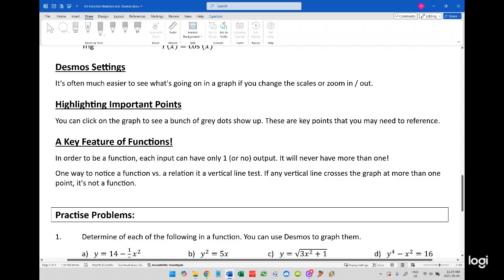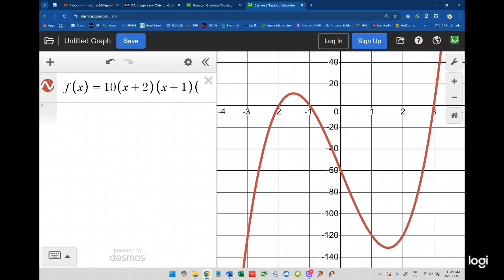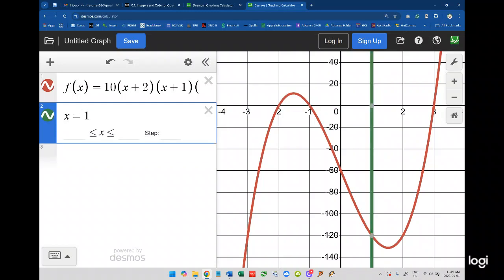Oh, one thing I do want to point out about functions, and this will become more obvious as we do more functions in the course, is that functions have a special property. And that's that all functions pass something called a vertical line test, which means if I give any vertical line x equals 3, or x equals 1, I guess, you'll notice it only passes the function in one point.